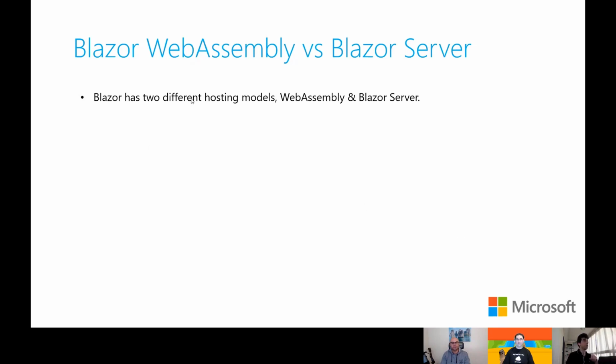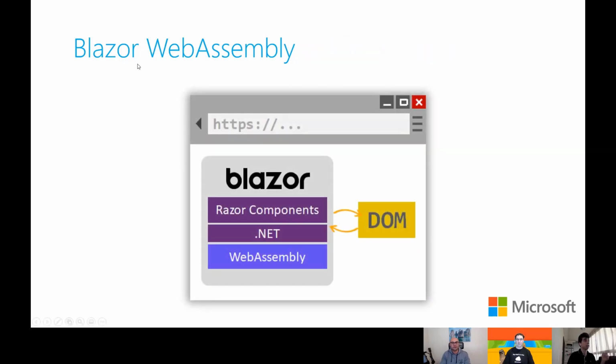Okay, thanks. So Blazor, as I've said, gives us two hosting models, WebAssembly and Blazor Server. So what is the difference? Let's start by talking about Blazor WebAssembly. As you can see, this is your browser. So when you request the application, the whole application comes into your browser. So here you have the Razor components and the .NET. Over the WebAssembly, they are going to be executed, and then you can manipulate the DOM.